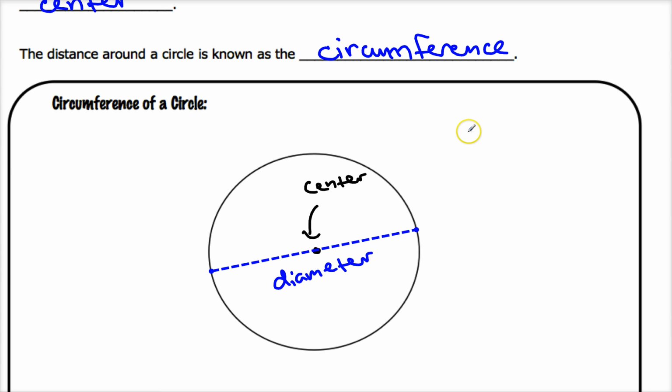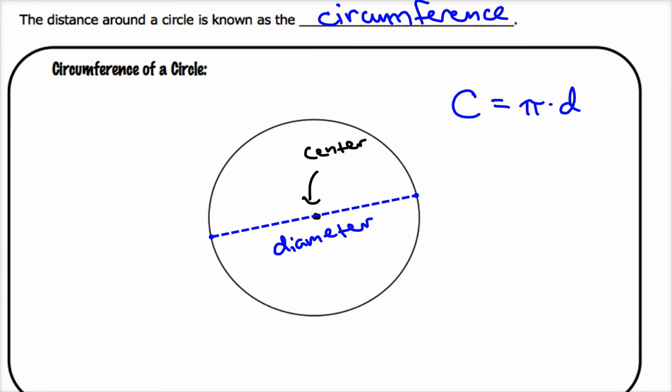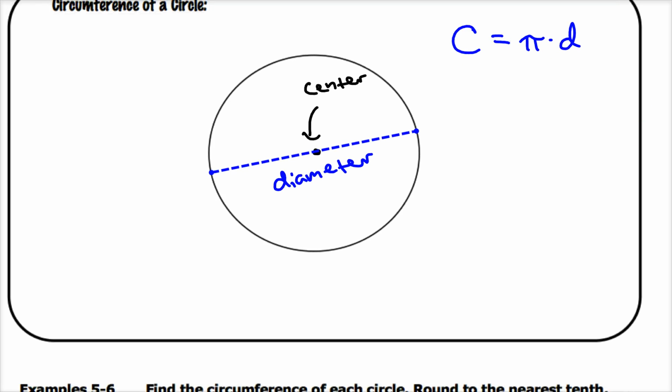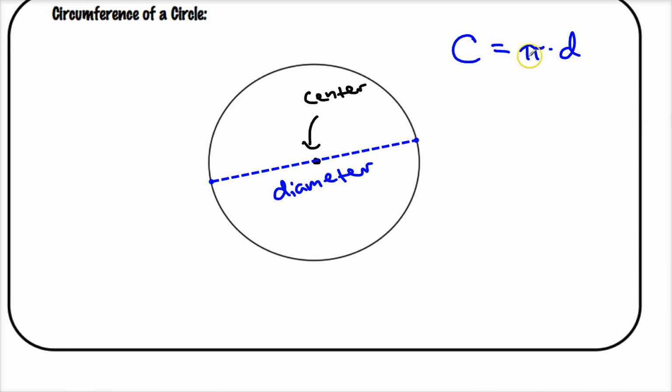And the circumference formula for a circle is capital C, that stands for circumference, equals this strange symbol right here, which we refer to as pi, times d, which is for diameter. So you can find the circumference of a circle if you know the diameter by just taking the diameter times pi. Pi is an irrational number, we remember from our talk of real numbers, and pi is equal to approximately 3.14. 3.14 is typically the decimal we use to represent pi.